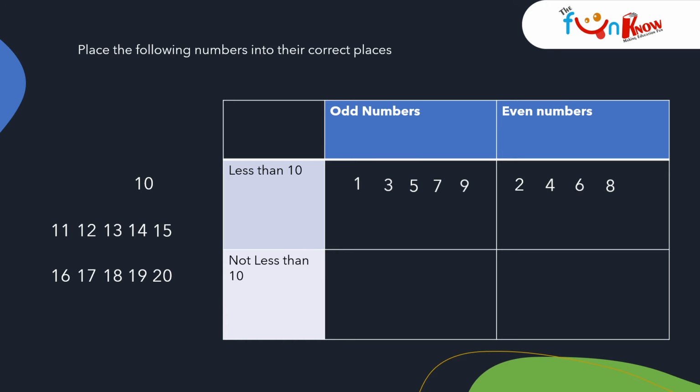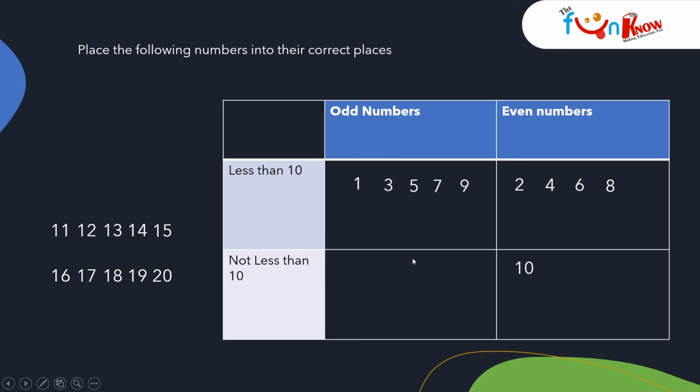Now students, here you have to keep that in mind. 10. Students, just tell me, is 10 an even number or odd number? Yes, it is an even number. But students, is 10 less than 10? No, 10 is not less than 10, right? So 10 will come in the even number column, but it will come here, not less than 10, okay? So see, 10 will be placed in this place.